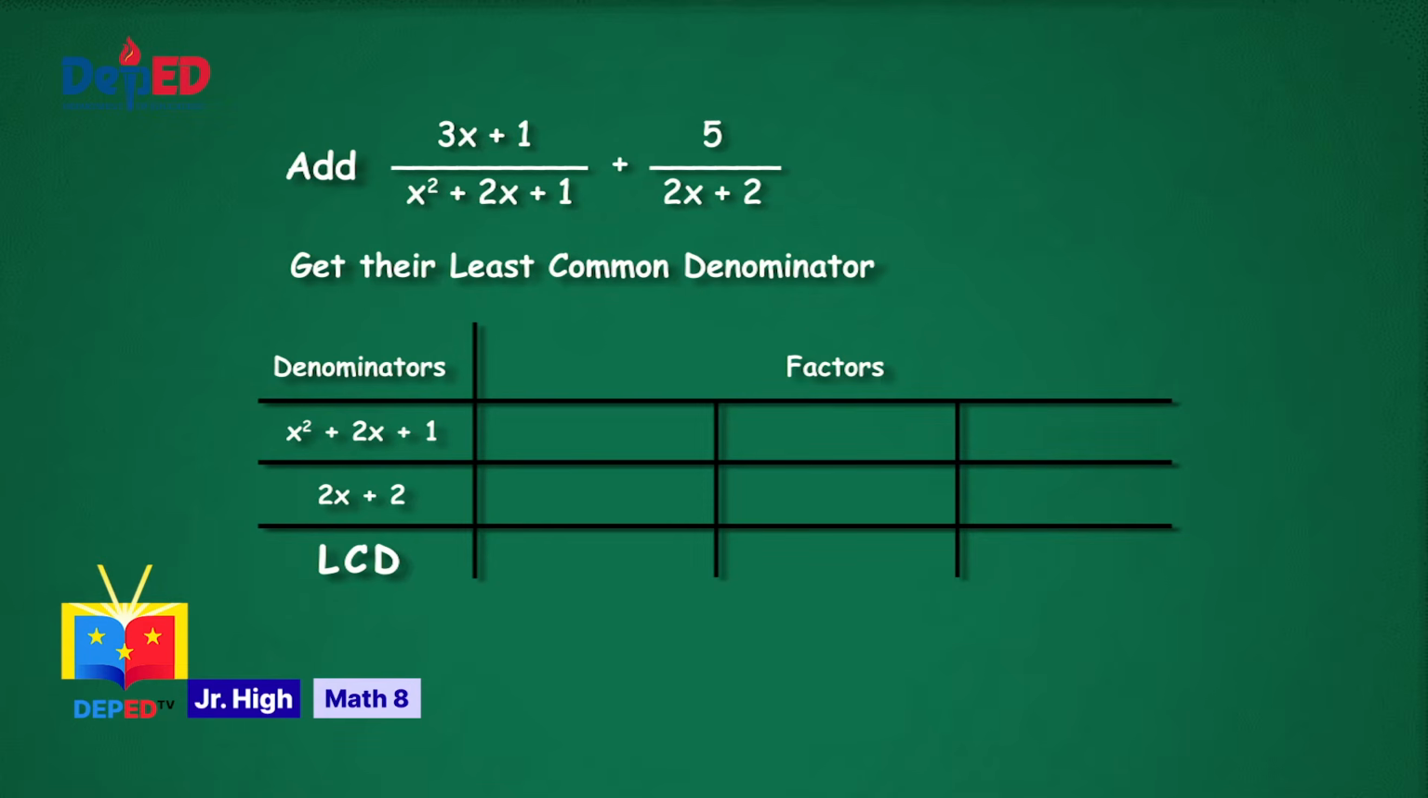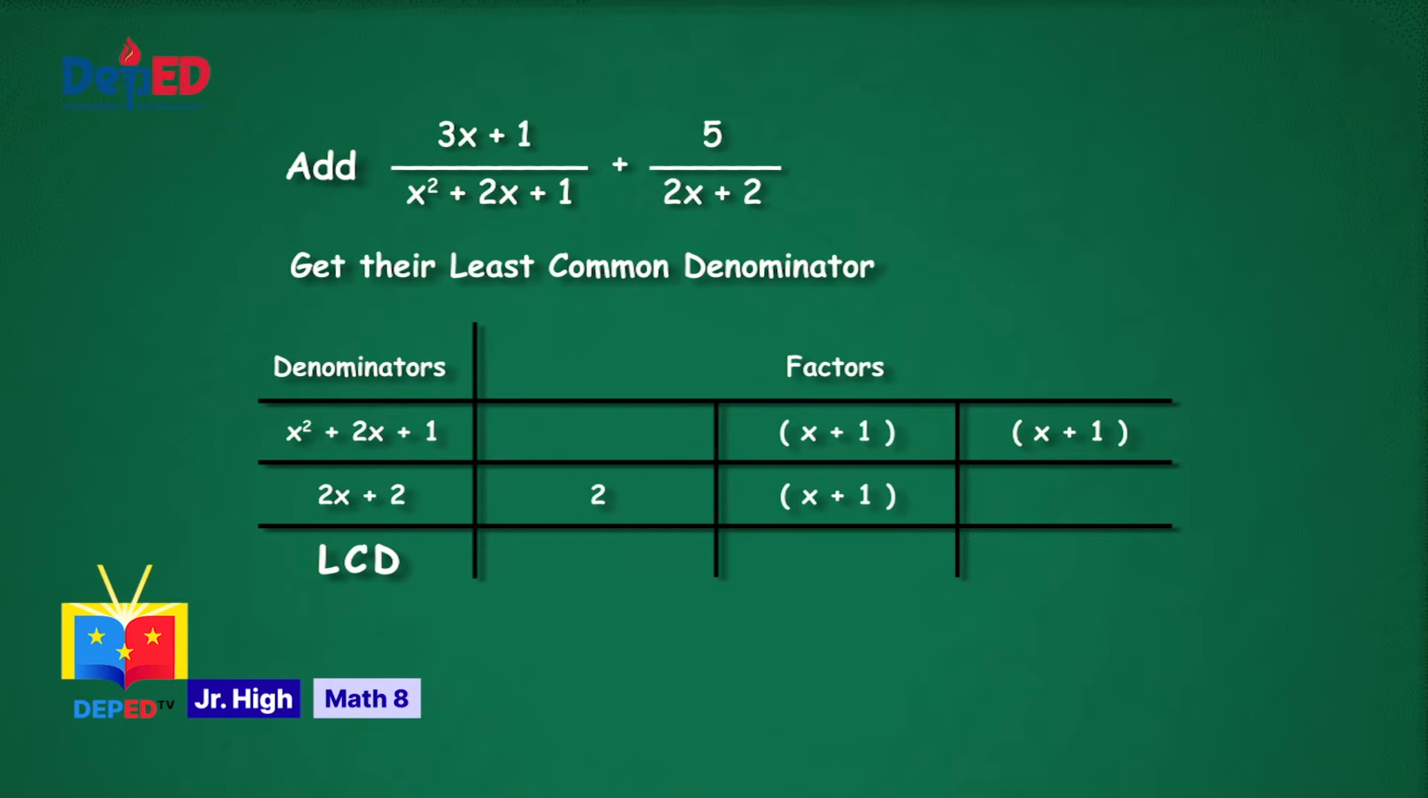Now, what are the factors of the first denominator? x² + 2x + 1 is a perfect square trinomial. So its factors are x + 1 and x + 1. How about the second denominator? Both terms are divisible by 2. It can be written as 2 times the quantity x + 1. Since there is a common factor, we write them in the same column.